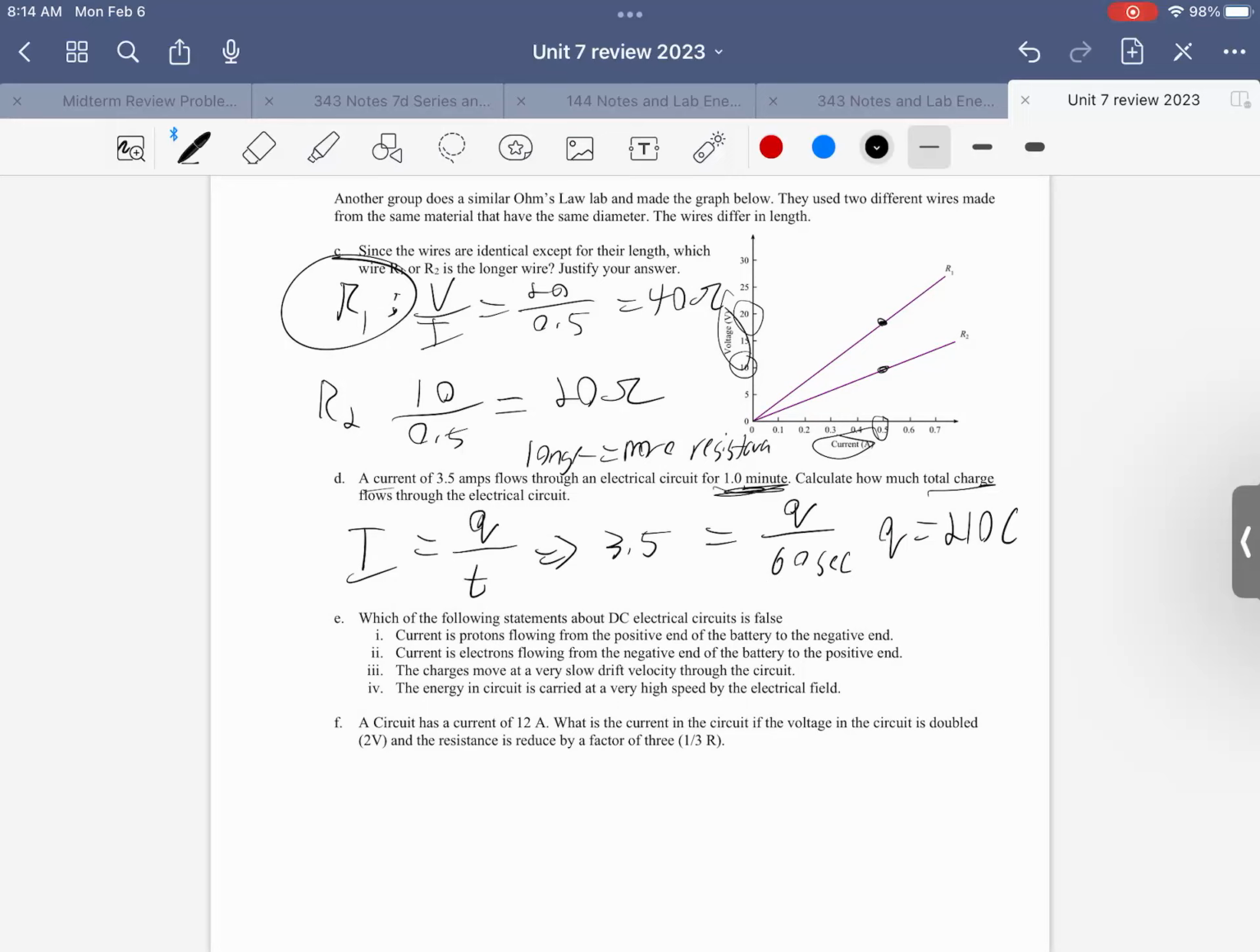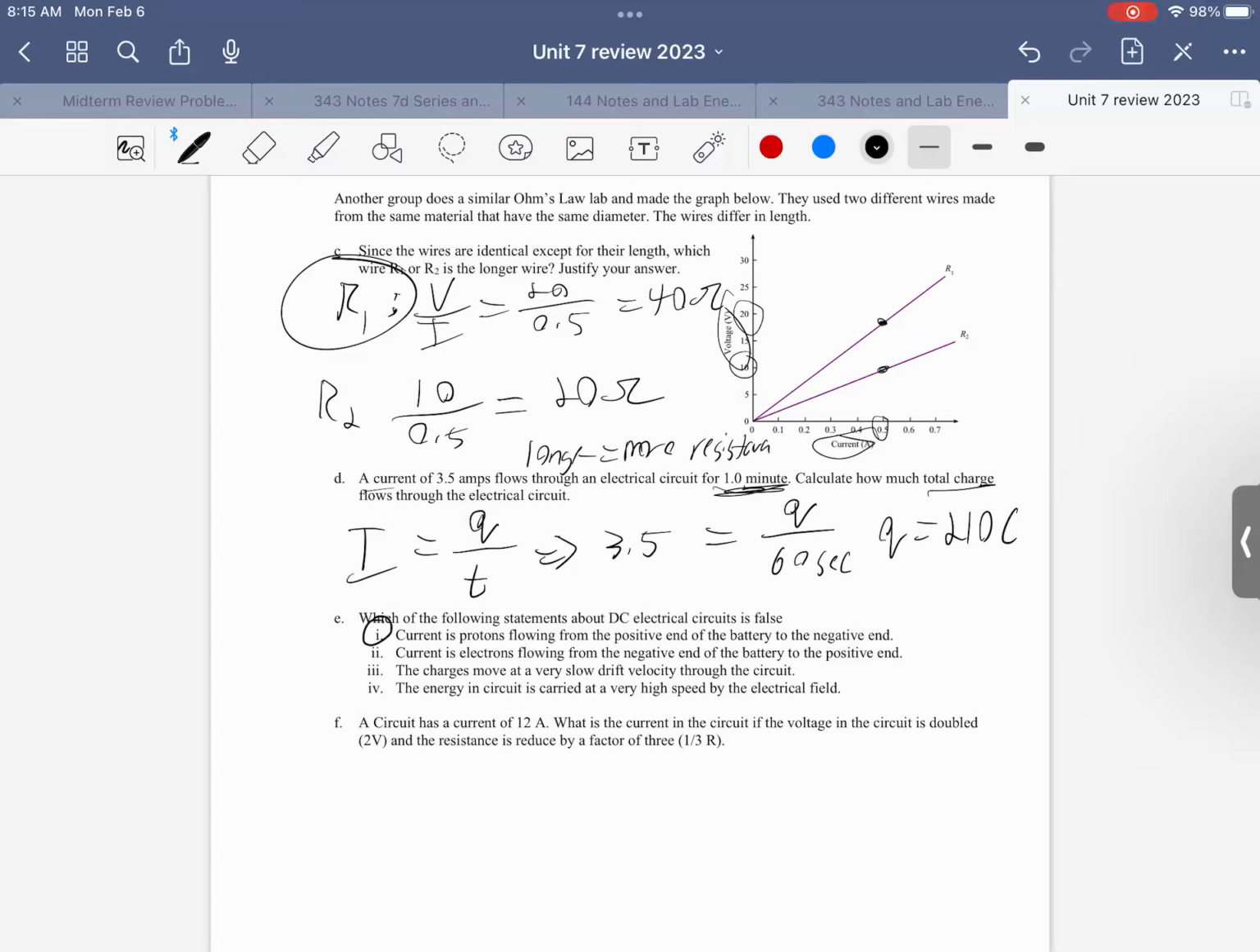This is definitely what current is, the charge that flows. Electrons are what flows. Charge movement very slow. So yes, the charges move very slow, but the energy is very, very high. So those last three are all true. The first one there is the one that is false. It's not the positives, it's the negatives that flow. All right.